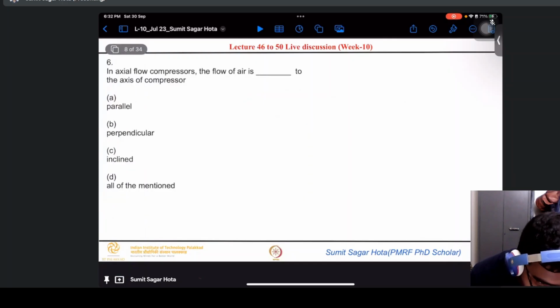In the axial flow compressor, the flow of air is dash to the axis of the compressor. Axial means obviously it will be parallel.